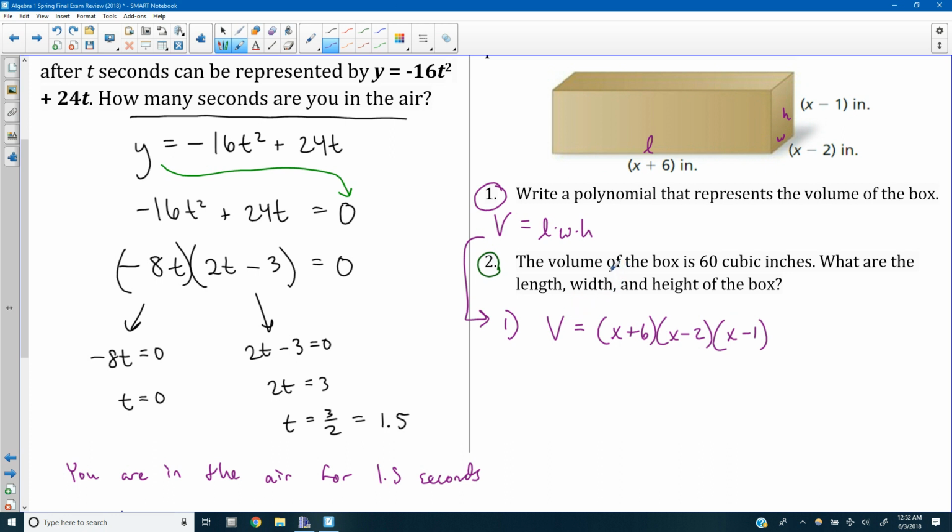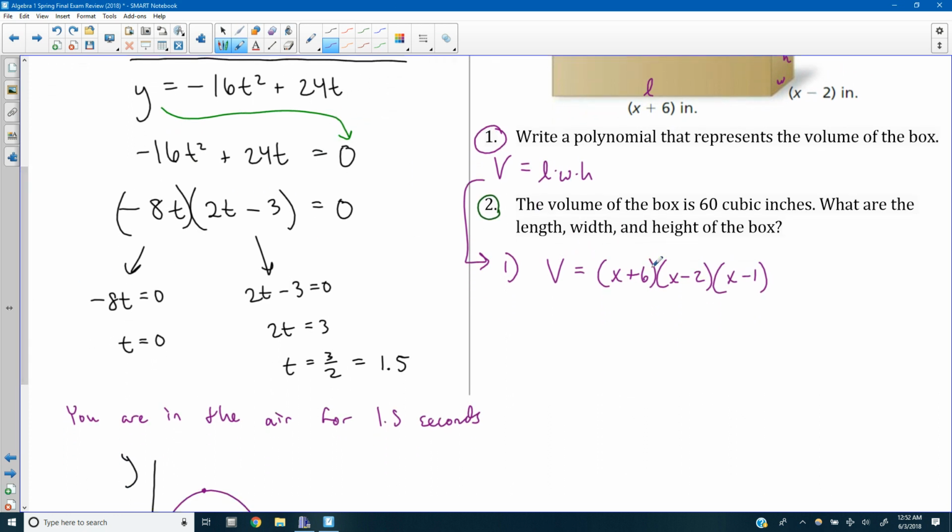And we can now write a polynomial based on it. You might say, here's a polynomial. Yeah, but I think they mean write it in standard form. This is in factored form, and I'd like to get standard form out. So we got to multiply.